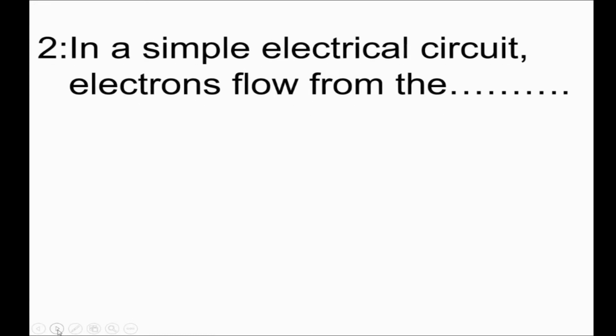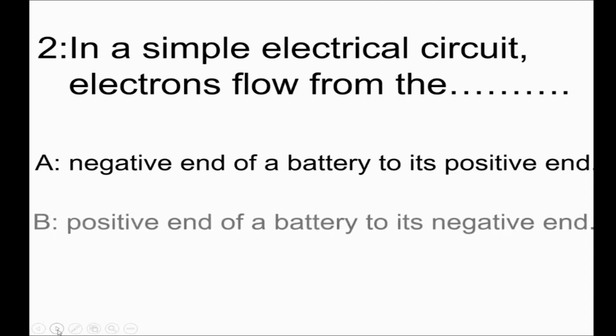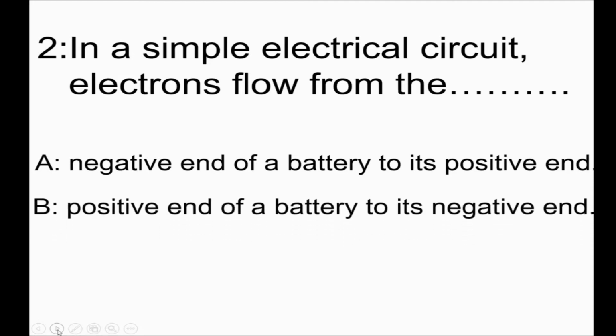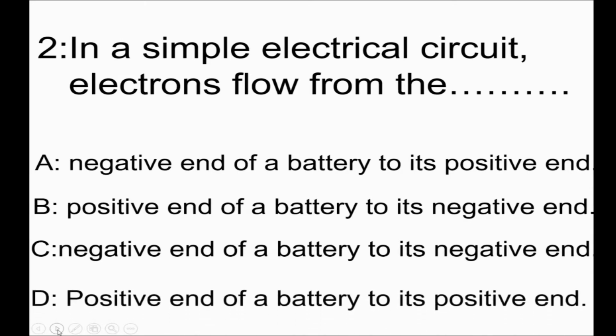Question number 2 says, in a simple electrical circuit, electrons flow from the dash. A says negative end of a battery to its positive end. B says positive end of a battery to its negative end. C says negative end of a battery to its negative end. And D says from the positive end of a battery to its positive end.